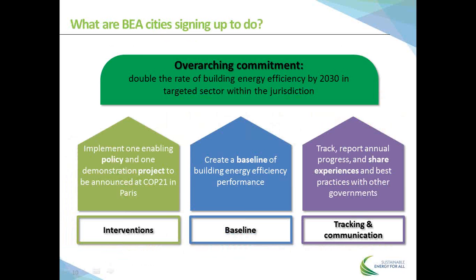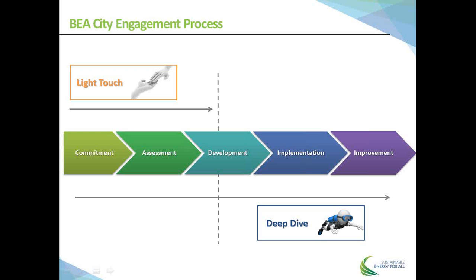The Buildings Efficiency Accelerator, BEA for short, has a requirement for cities and local governments to sign up, and they need to commit to doubling the rate of building efficiency by 2030 in the targeted sector within their jurisdiction. So they need to look at the baseline and define at least one intervention on the policy side and one demonstration project to be announced at COP21 in Paris in December, and they need to commit to track, communicate and share their experiences with others. Simple engagement process with a lot behind it.